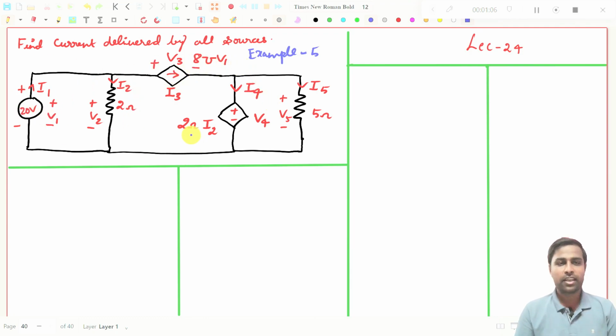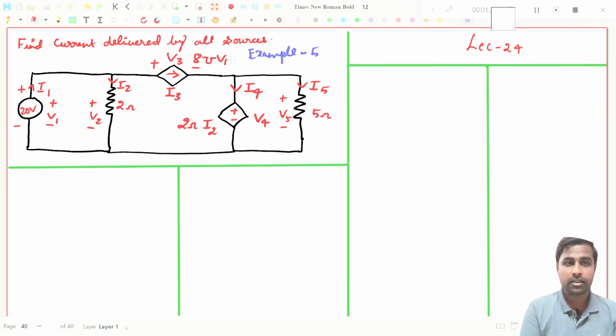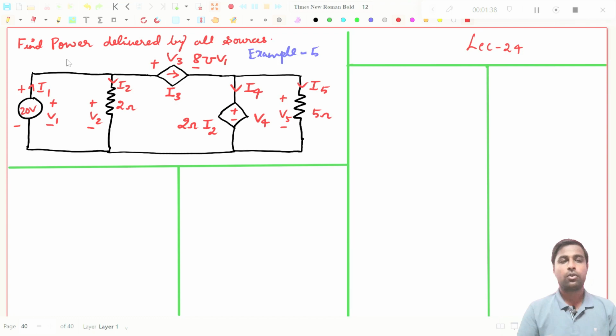So see, in this problem, what is the question asked? Find the current delivered by all sources, which means you have to find what is the power delivered. Sorry, here I have written it wrongly. So this is not current, actually it is power. So the question is find power delivered by all sources.